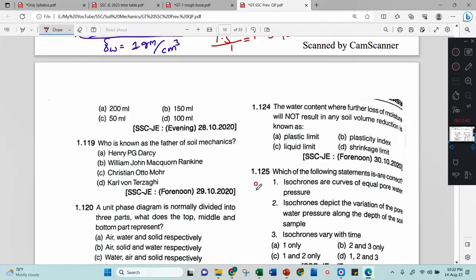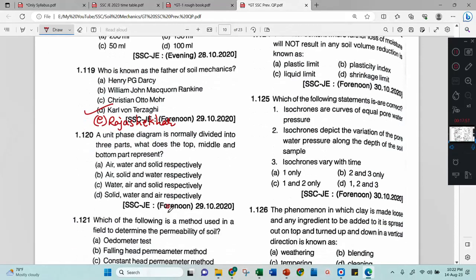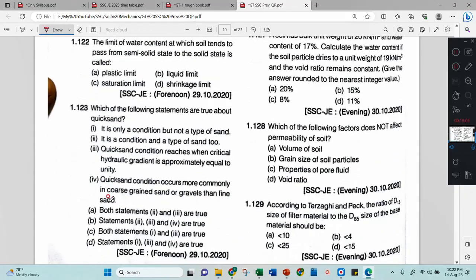Who is known as father of soil mechanics? Who is the father of soil mechanics? Sir, D. D. Correct answer. Next. Oedometer, plasticity. Which of the following statements are true?